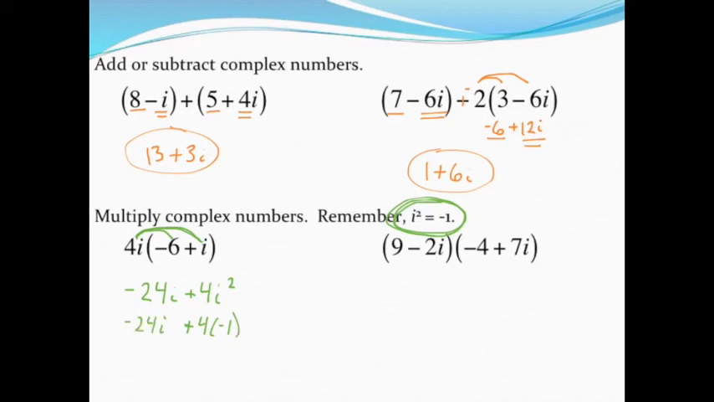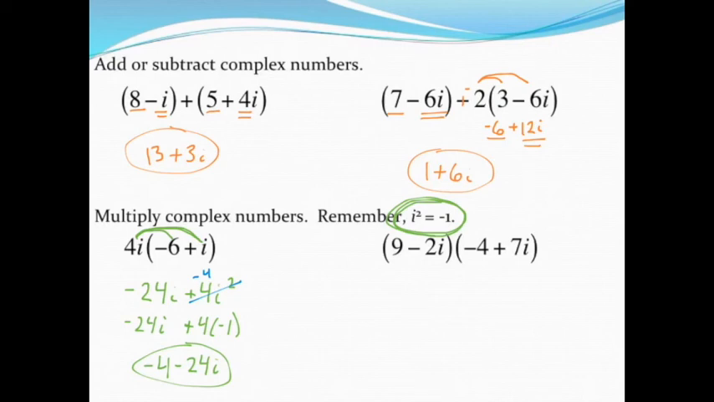So 4 times negative 1 is negative 4. Usually we'll write the real numbers in front. We don't have to, but usually we'll write the real part in front. So negative 4 minus 24i should be my solution. Now some people notice a shortcut right away, and they notice that all the i squared does is change signs. So when they see 4i plus 4i squared, they just cross it out and put a minus 4 in its place. Every i squared is just a sign change.